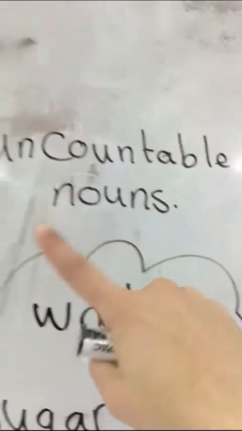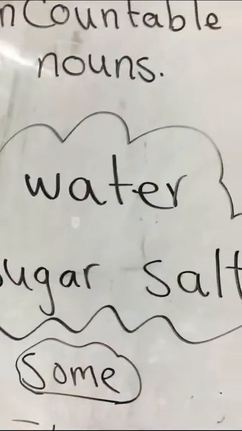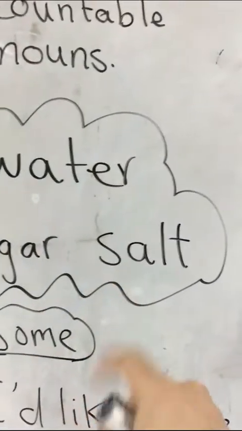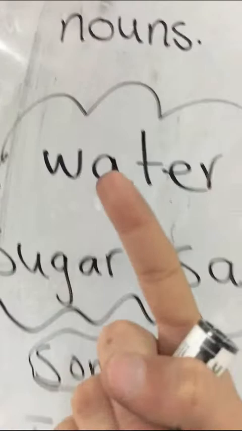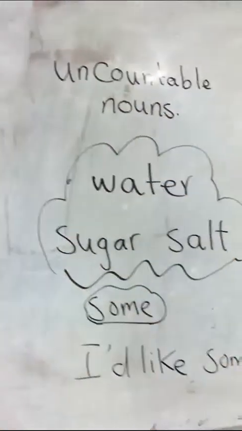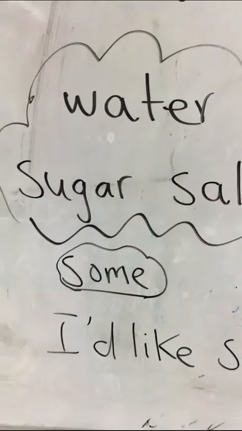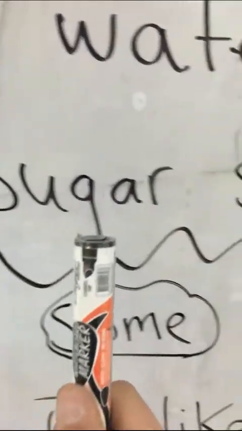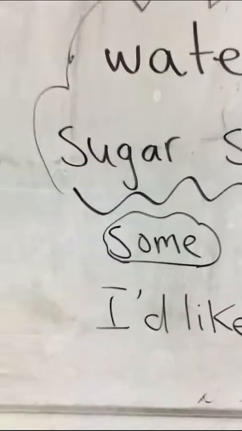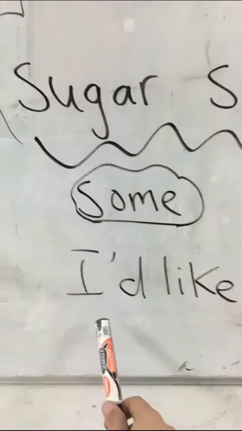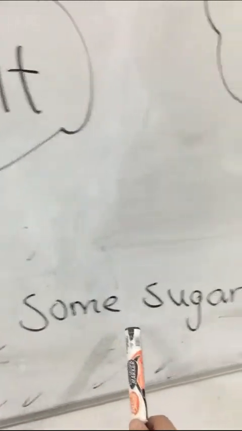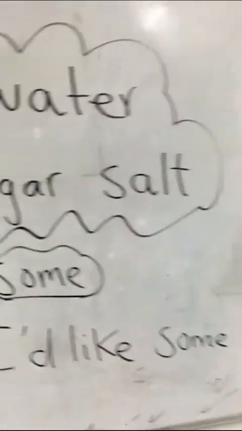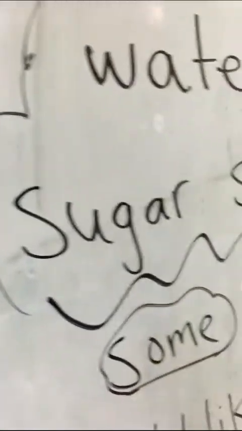Uncountable nouns. Things we can't count. Like what? Like water, sugar, and salt. Can we count water like one water, two water, three water? No, we can't count water. But we can say some water, some sugar, some salt. Let's take a look at the sentence. I'd like some sugar.